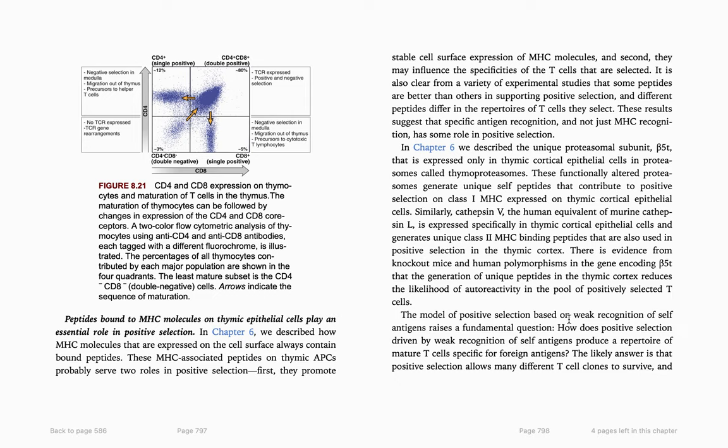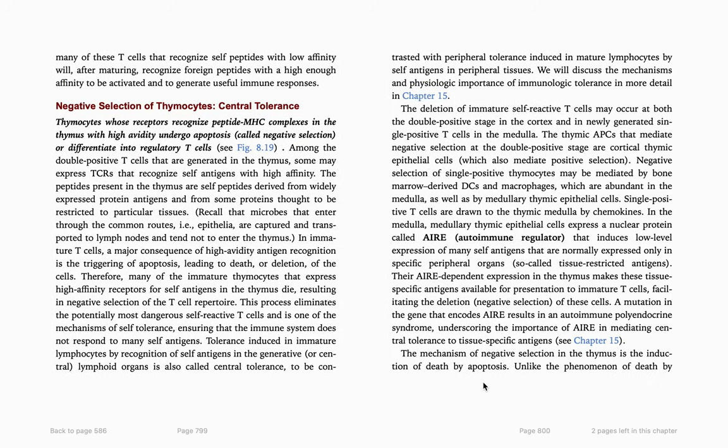The model for positive selection based on the weak recognition of self-antigen raises a fundamental question. How does positive selection driven by weak recognition of self-antigen produce a repertoire of mature T cells specific for foreign antigen? The likely answer is that positive selection allows many different T cell clones to survive, and many of these T cells that recognize self peptide with low affinity will, after maturing, recognize foreign peptide with a high enough affinity to activate and generate a useful immune response.